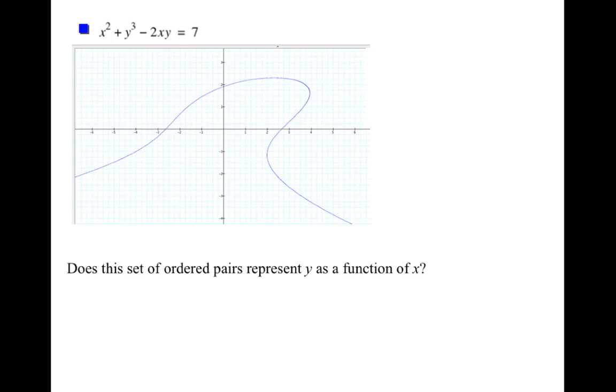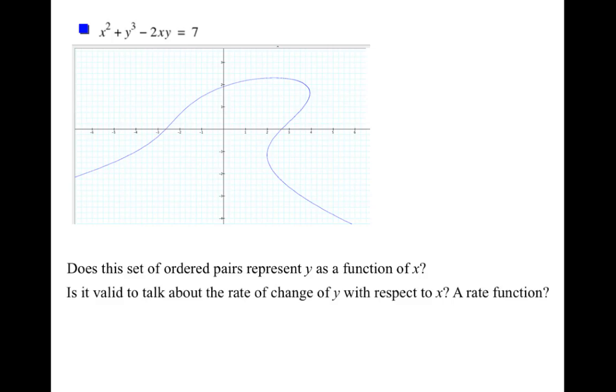So does this set of ordered pairs represent y as a function of x? Yes or no? No, because it's easy to see, like around 3, 2.5, 3.5, all those x values give more than one corresponding y value, and that violates what we know as a function. Function means that for every x, there can only be one y. Okay? So y is not a function of x.